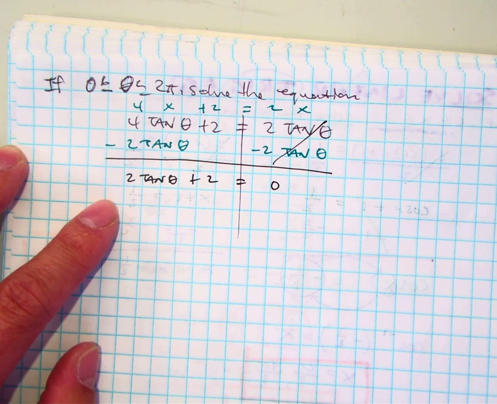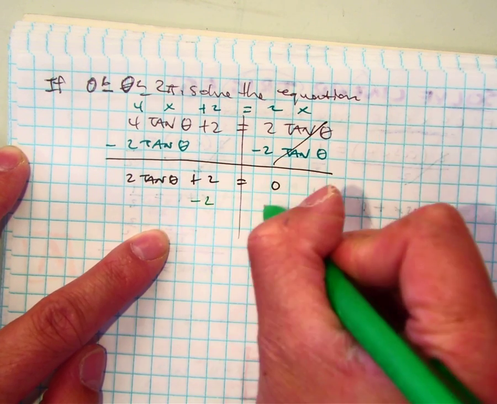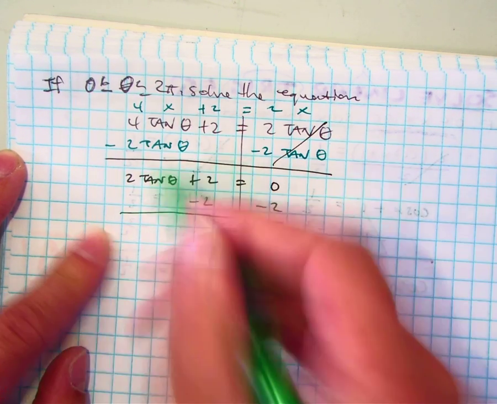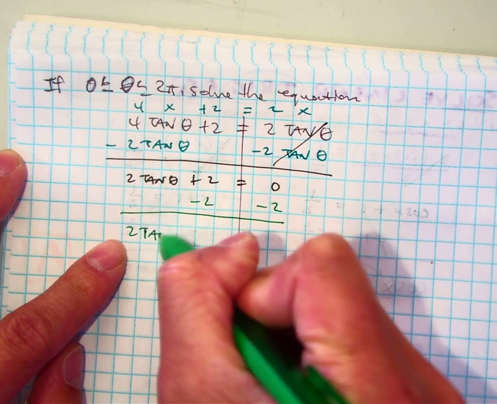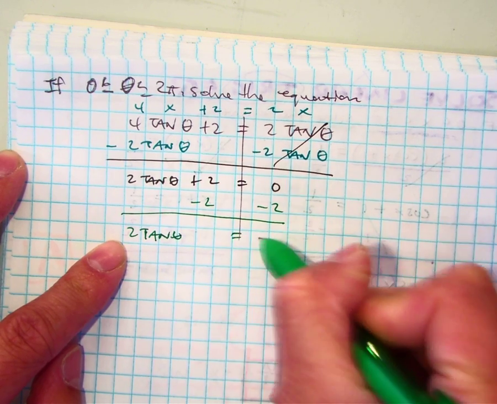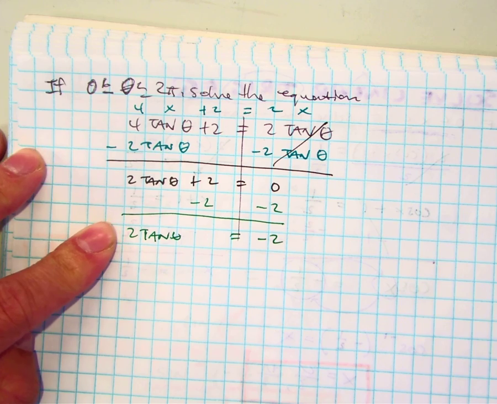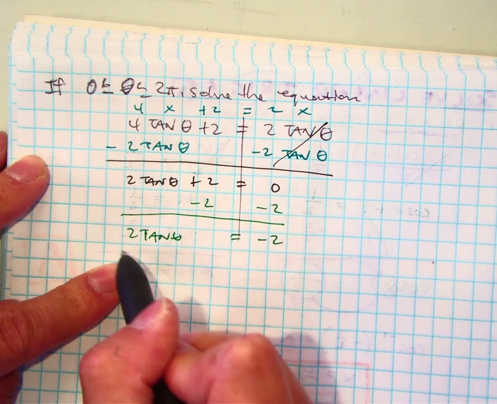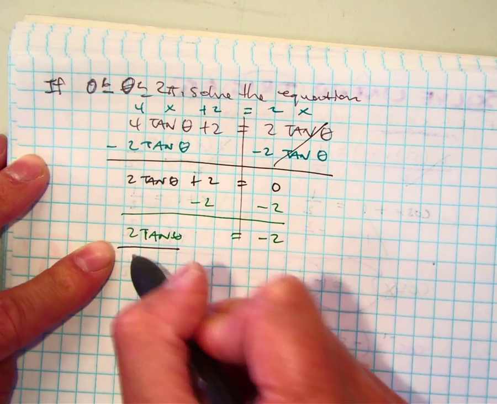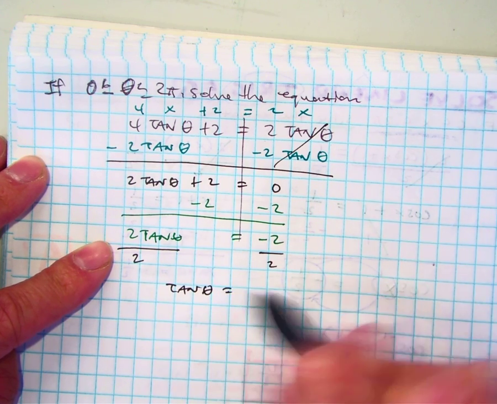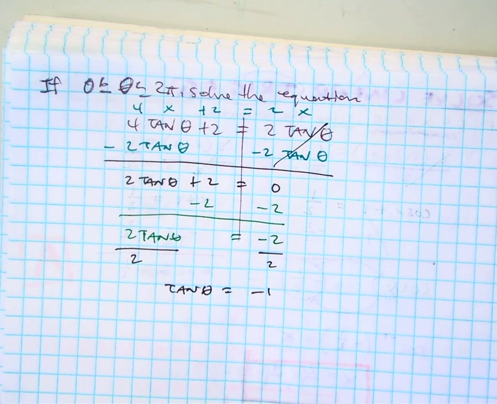I'm going to move that constant away. So I'm going to subtract 2 from both sides. I'm using the opposites to solve. We're left with 2 tangent theta equals negative 2. And then I'm going to get rid of this coefficient by dividing by 2. Tangent theta equals negative 1. Raise your hand if you got that so far.